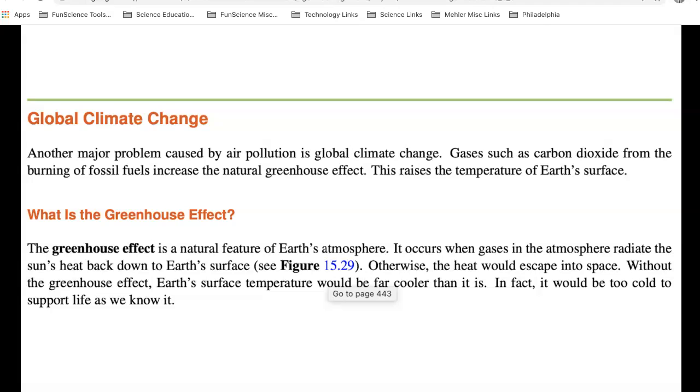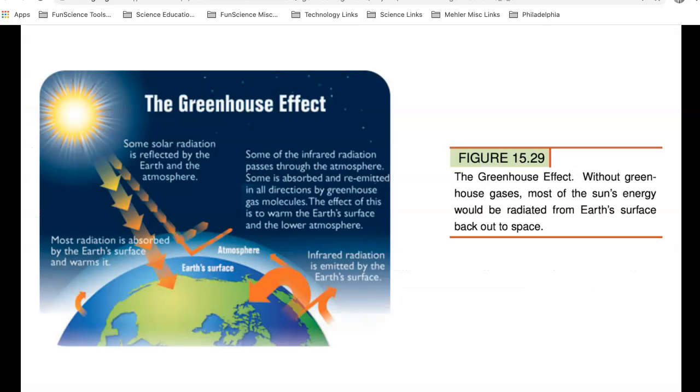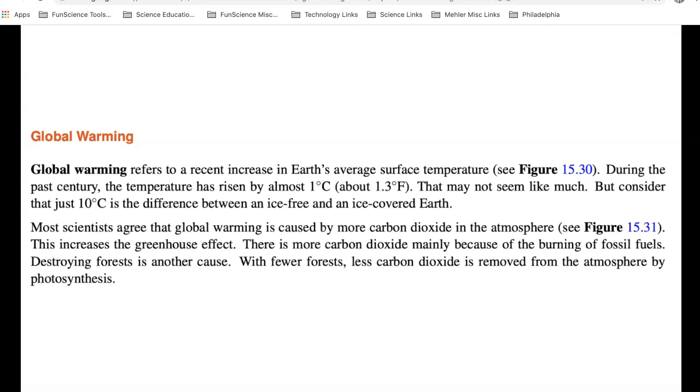We know for sure that it's human activity that's causing the greenhouse effect, putting more and more carbon dioxide into the air. Carbon dioxide and methane are two of the most predominant greenhouse gases. Without greenhouse gases, most of the sun's energy would be radiated from the Earth's surface back into outer space. But right now, those gases act like a blanket and are making our Earth warmer and warmer.